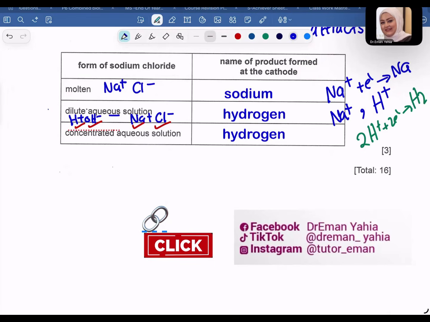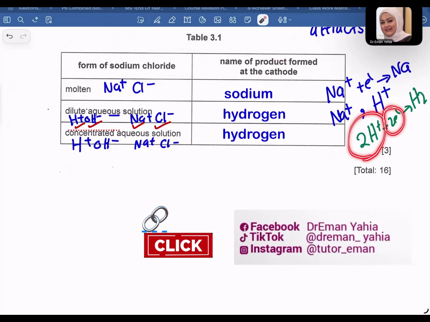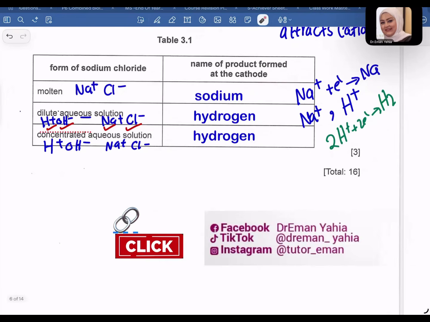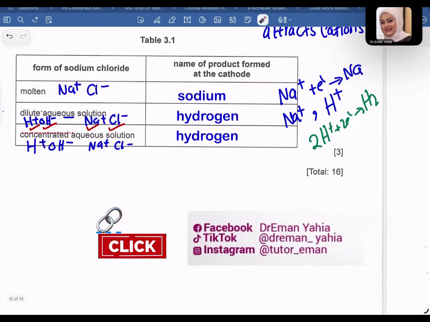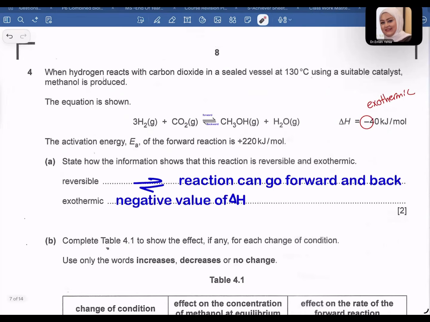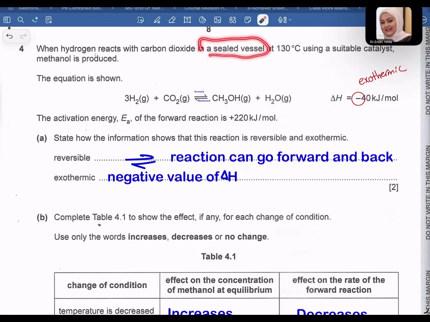Next one, concentrated aqueous solution, so the same ions: H plus and OH negative and Na plus and Cl negative. So Na plus and H plus are attracted to the cathode, and then 2H plus accept 2 electrons. The rule at the cathode is that the less reactive element is reduced.